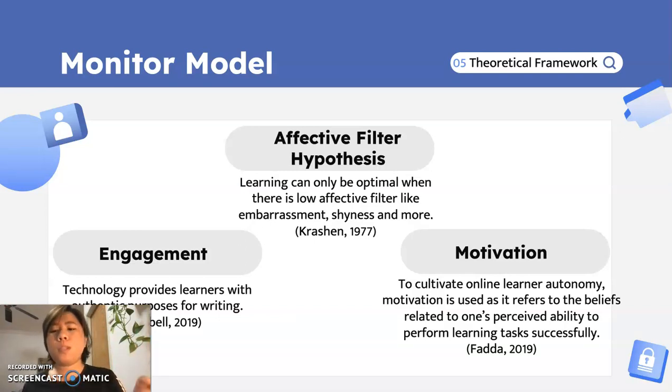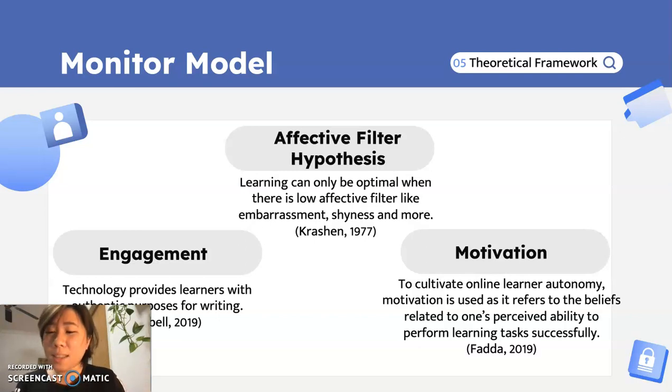Under the affective filter, we talked about engagement. Campbell, 2019, stated that technology provides learners with authentic purpose for writing. In Campbell's research, Campbell found that students, when they use online tools, find that it is more engaging because it's more authentic. It's like they are not doing it without purpose. In their mind, the tools online are real world. The tools online can be used in the future. So they have a higher engagement when they use technology. Next, under the affective filter also is to do with motivation.